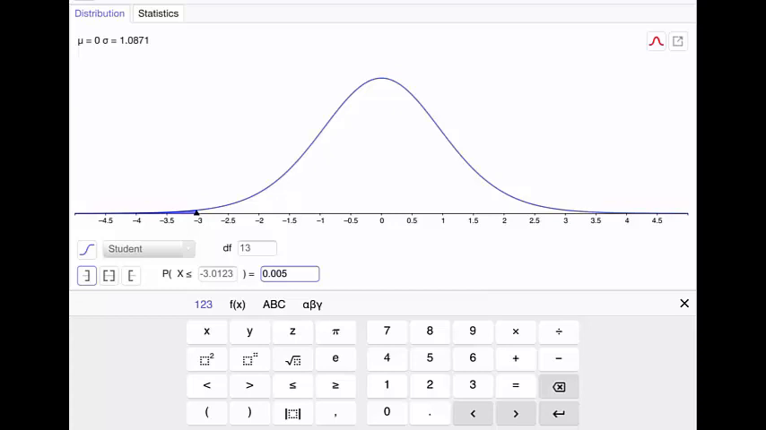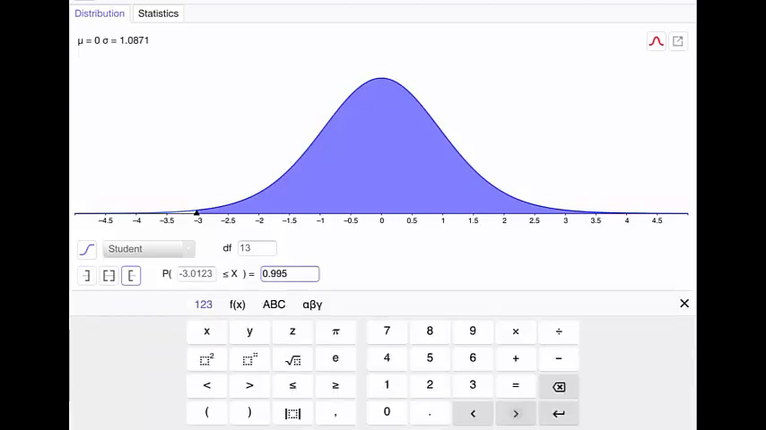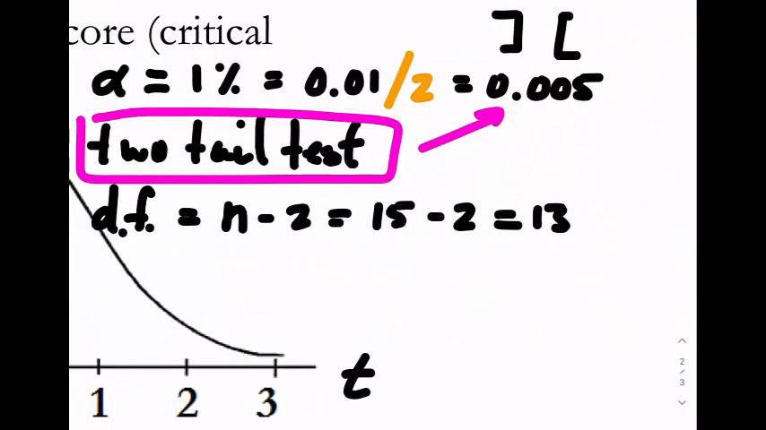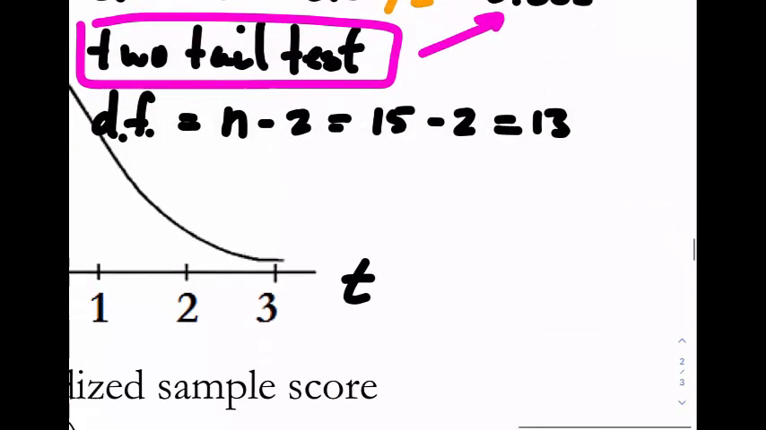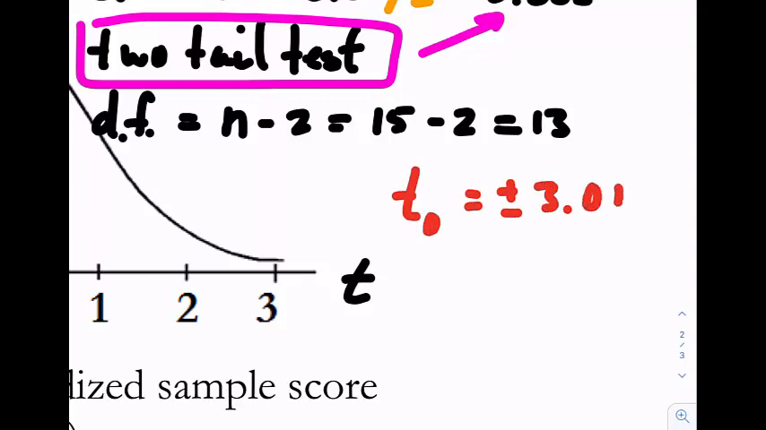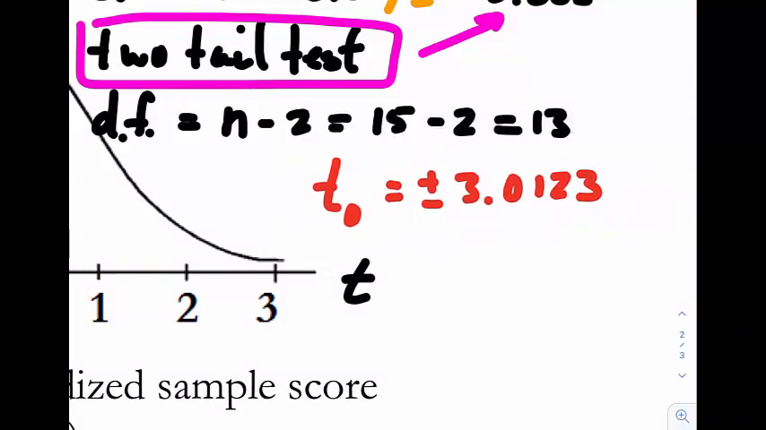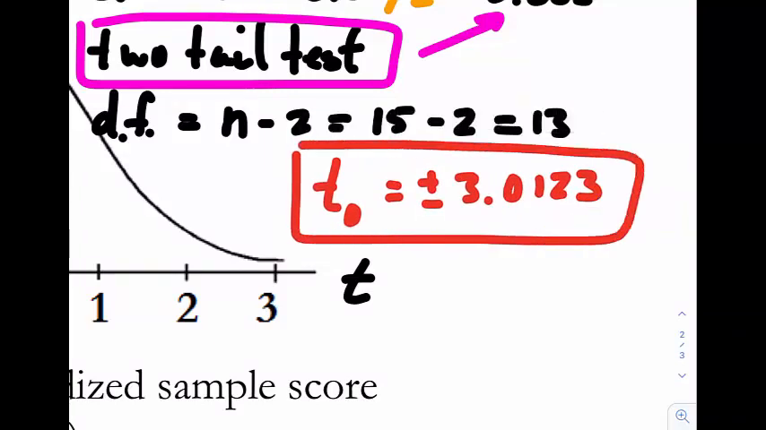We're going to end up coming with 2 of these, negative 3.0123. And then for the right side, that's going to be just a sign change, pretty easy there. Place back in that 0.005, and you get 3.0123. Again, both opposite numbers of one another. All right, so let's jump back over here. That is our answer. So t naught equals plus or minus 3.0123. There we go. We're going to map these out.